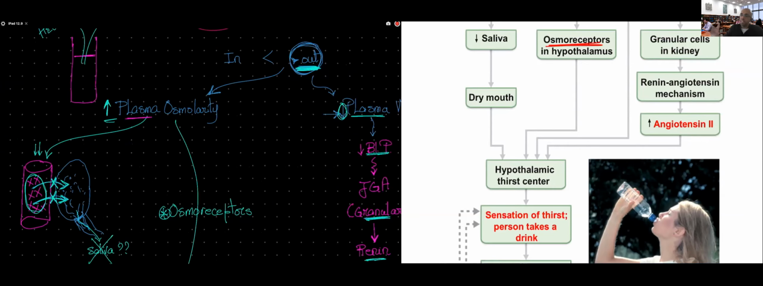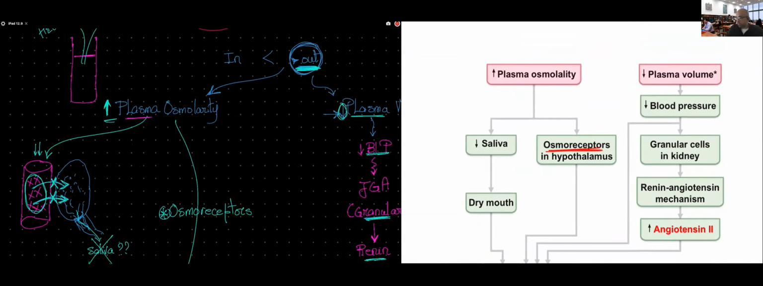Also, if the intake is less than the output, the plasma osmolarity gonna increase. What I mean by increase in plasma osmolarity, this means that the concentration of solutes in my blood is going up. I have a direct effect on the hypothalamus by activating the osmoreceptors in the hypothalamus.